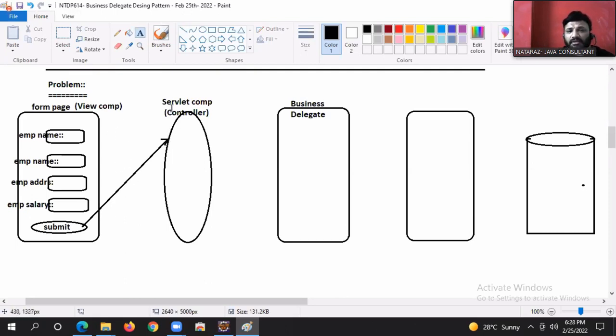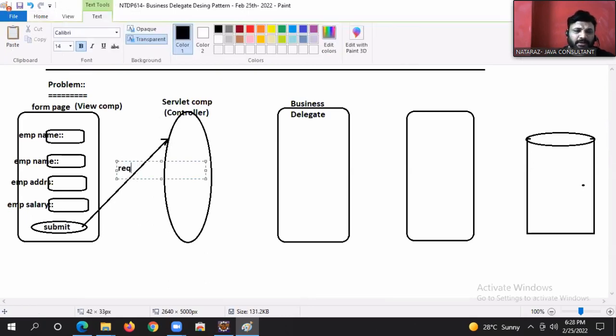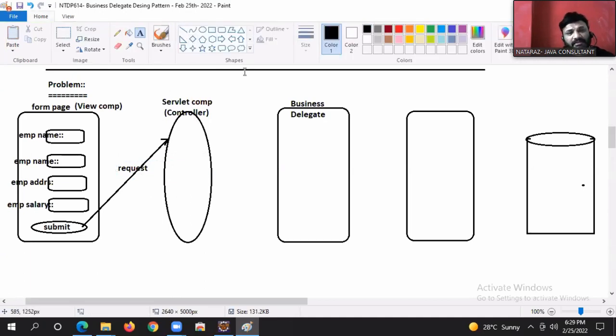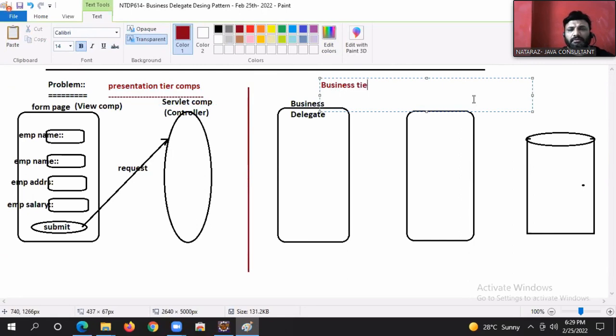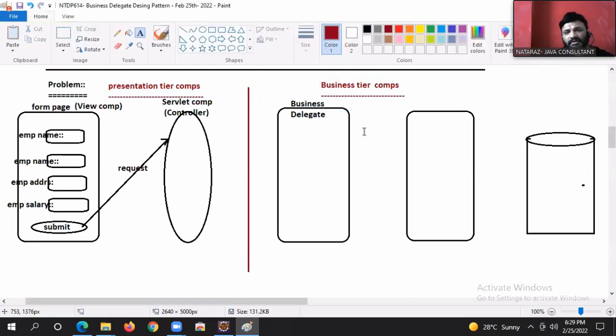Tell me, this data comes. This is the request. Request servlet passes. Again, this is also what? One is business tier, one is presentation tier. We never forget those bundles, guys. Here are my presentation tier components. Here are my business tier components.